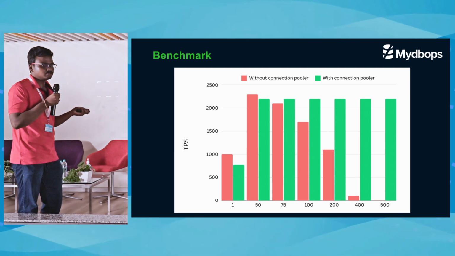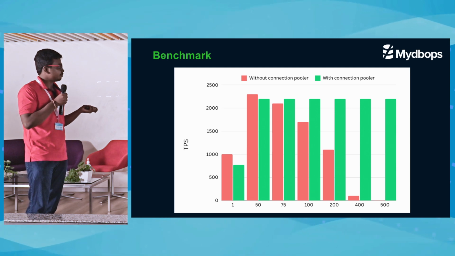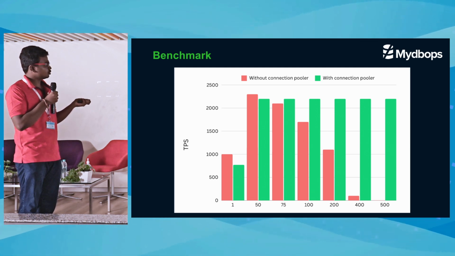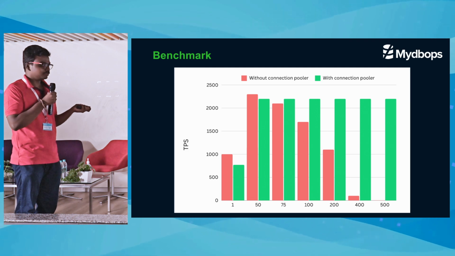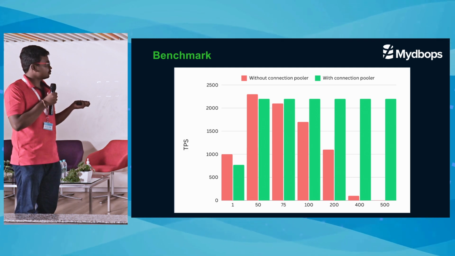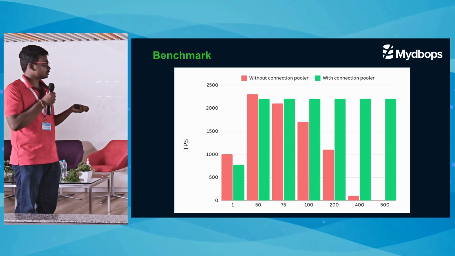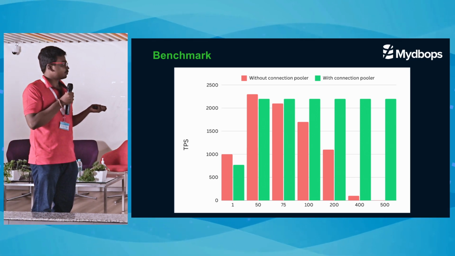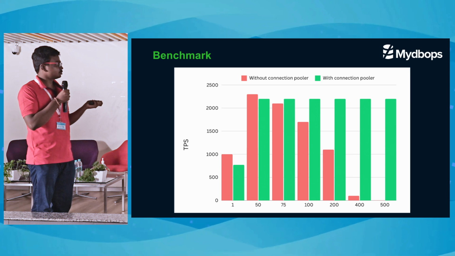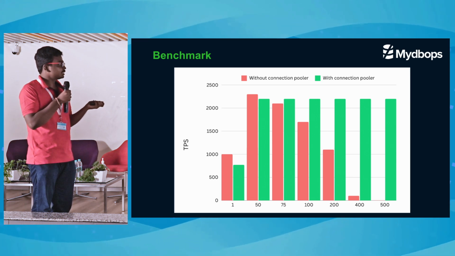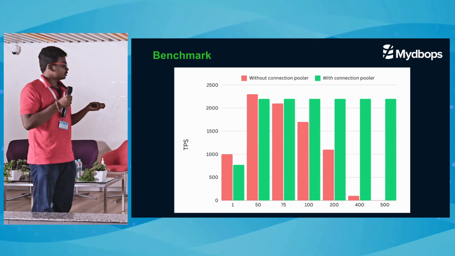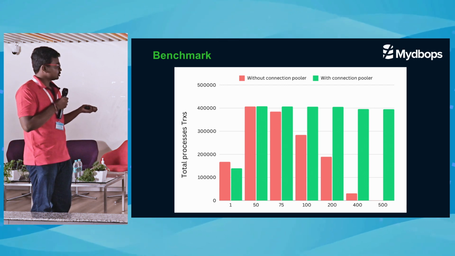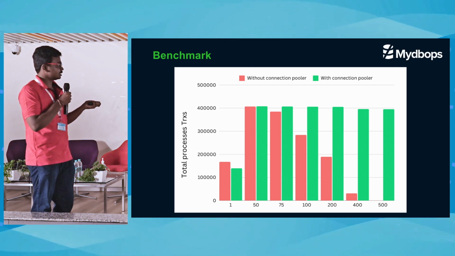But when my system started to overload, by having more number of connections, 75, the direct connection started to drop very gradually. You can see it was able to do 1500 and then 1000 and around 400 it completely hung. But my PgBouncer connection was able to give the same performance. So a similar thing happened with the total number of transactions processed. So this metric also tells the same.